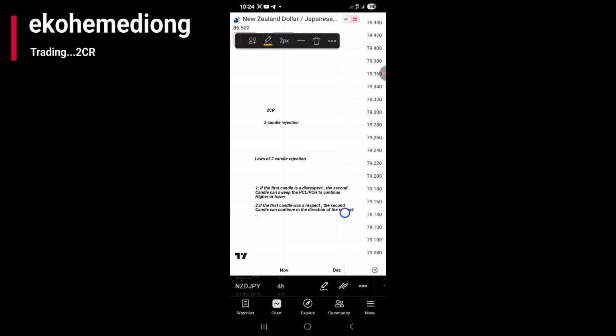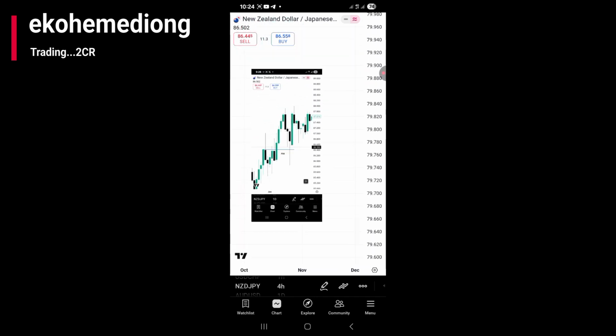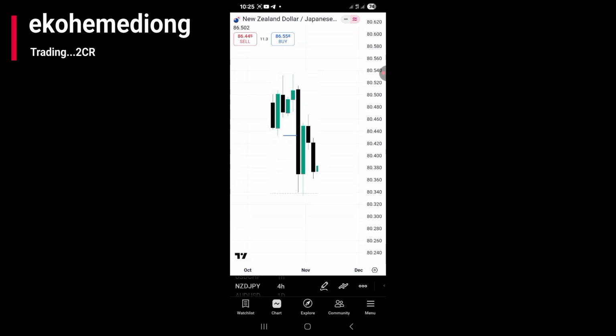Let's check what it means. The first rule states that, if the first candle, this is a swing point, is a disrespect, so this candle right here is a disrespect candle. Remember what I just taught you earlier? This is a disrespect candle.